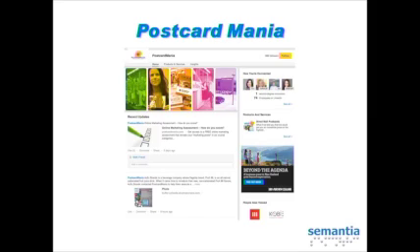Using this particular strategy, Postcard Mania generated 600 leads and $72,000 in revenue out of just that activity on LinkedIn. So really, for a small business owner, this is quite a doable strategy. It requires focus and persistence. Persistence is the big thing with regards to social media, full stop.